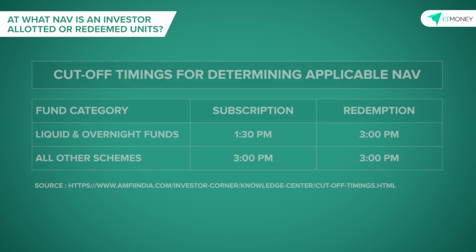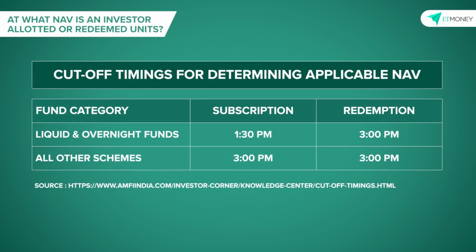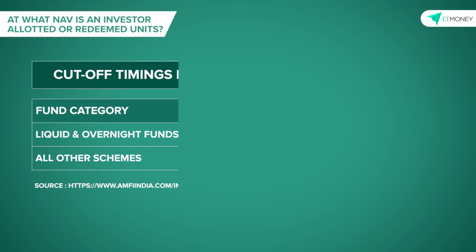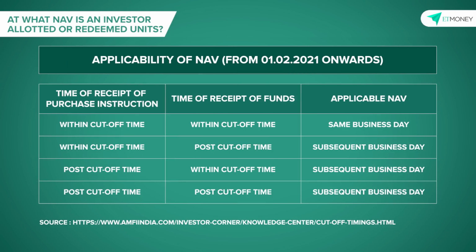For instance, in the case of liquid and overnight funds, the cutoff time for purchasing units is 1:30 p.m., which is a bit different from the 3 p.m. deadline that all other funds follow. Similarly, from the 1st of February 2021, the SEBI has made it mandatory for all fund houses to ensure that the NAV that is applied on the purchase of mutual fund units takes into account not only the time of receiving the instructions, but also the time of realization of funds.